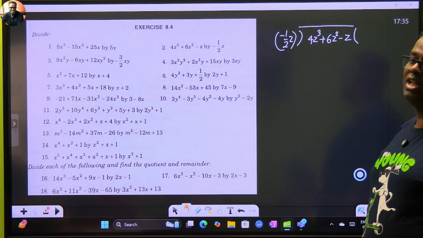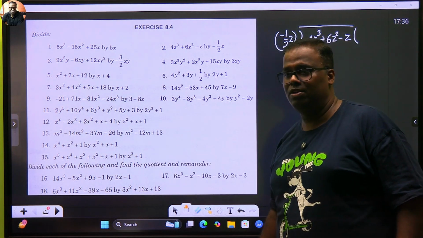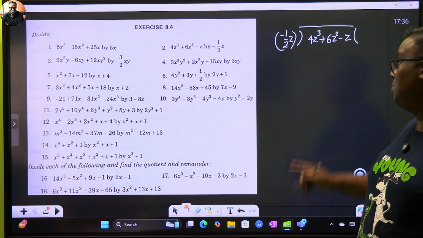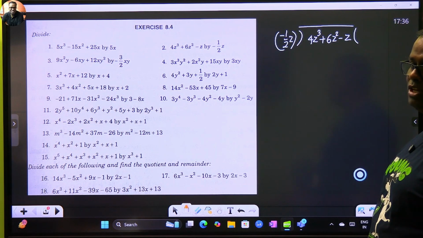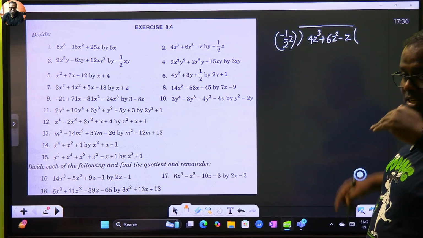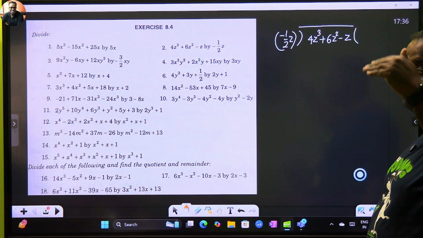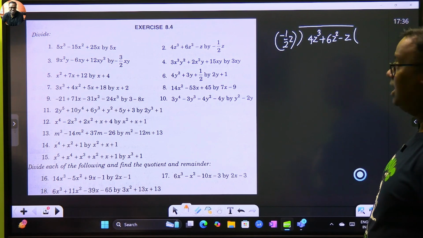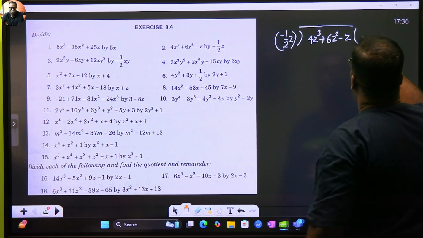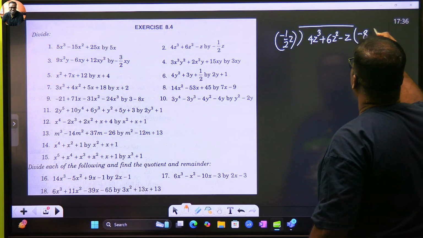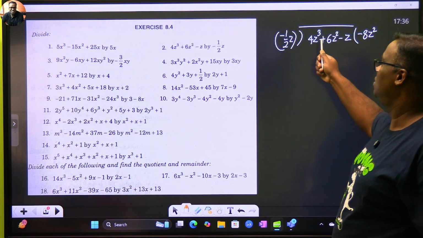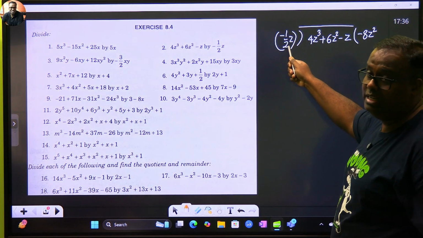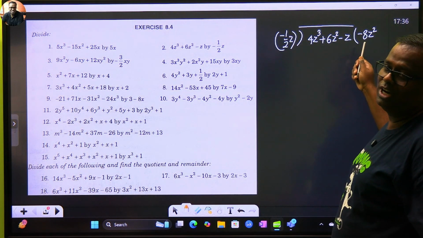Now you're dividing 4 by half. If you divide 4 by half, you have to match it to 4. So we'll take minus 8 out here. If we take minus 8, then minus half into minus 8 gives me positive 4, right? And then we have to match this also. So I would take a negative 8 z square. And you remember, you are dividing what? You are dividing cubic with linear. Quotient has to be quadratic.